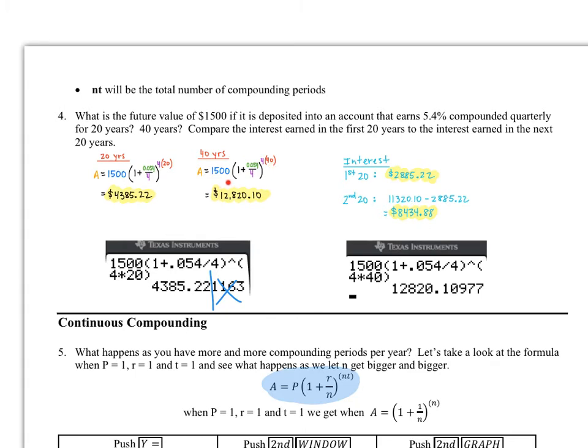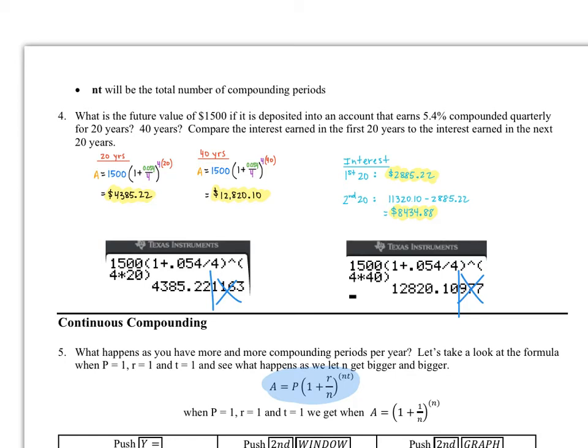If we're now comparing that to the 40 years, I'm simply changing the time that it's sitting in the account. So 1,500 times 1 plus 0.054 over 4 raised to the 4 times 40. And then we get $12,820.10. Again, looking at my calculator, I cut it off after 2 decimals, and we don't round up, okay?